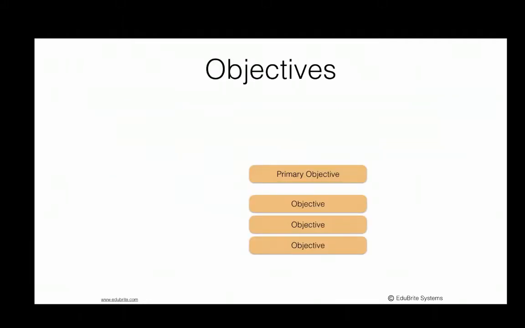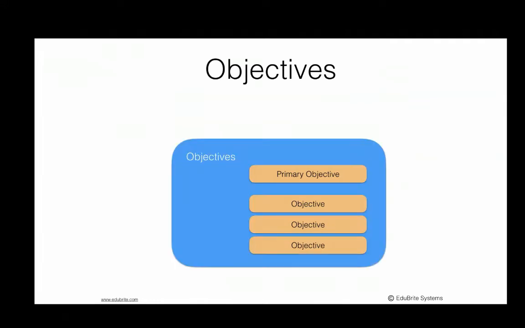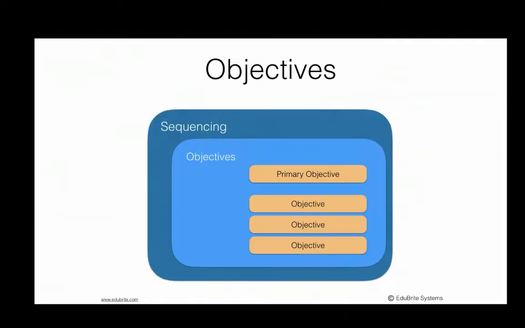Primary and secondary objectives are defined inside the objectives element nested within the sequencing element. So this is all packaged in nested XML with the objectives and the sequencing being part of that.